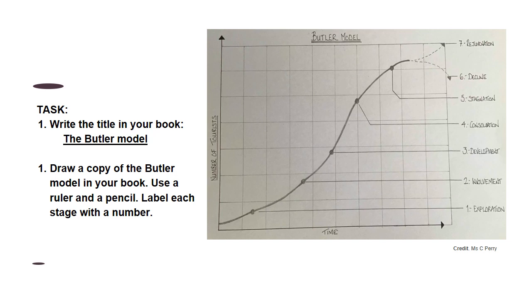Your task is to write in your book or on a piece of paper the Butler model. Draw a copy of the Butler model in your book, like the example at the side. Use a ruler and a pencil and label each stage with a number. Have a look at the side of the diagram, and that's what the example is.